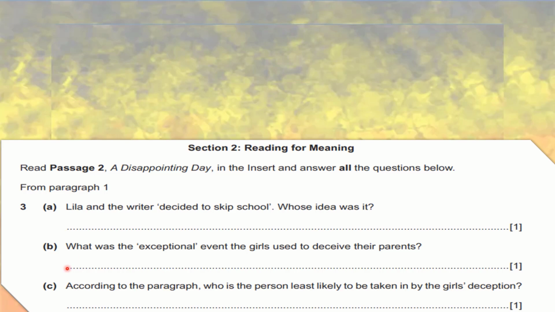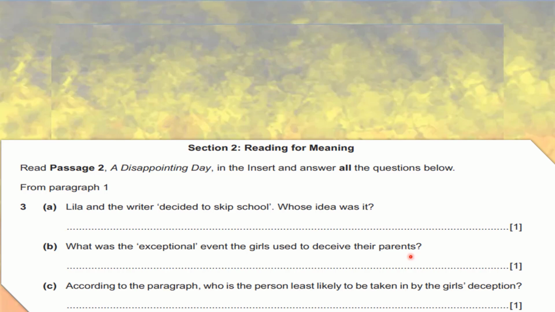Question number 3, part A. Leela and the writer decided to skip school. Whose idea was it? So we have that there is some skipping of school, and we have been asked about the person behind this idea. What was the exceptional event the girls used to deceive their parents? So the girls had this in mind, and they mostly deceived, cheated on, their parents.